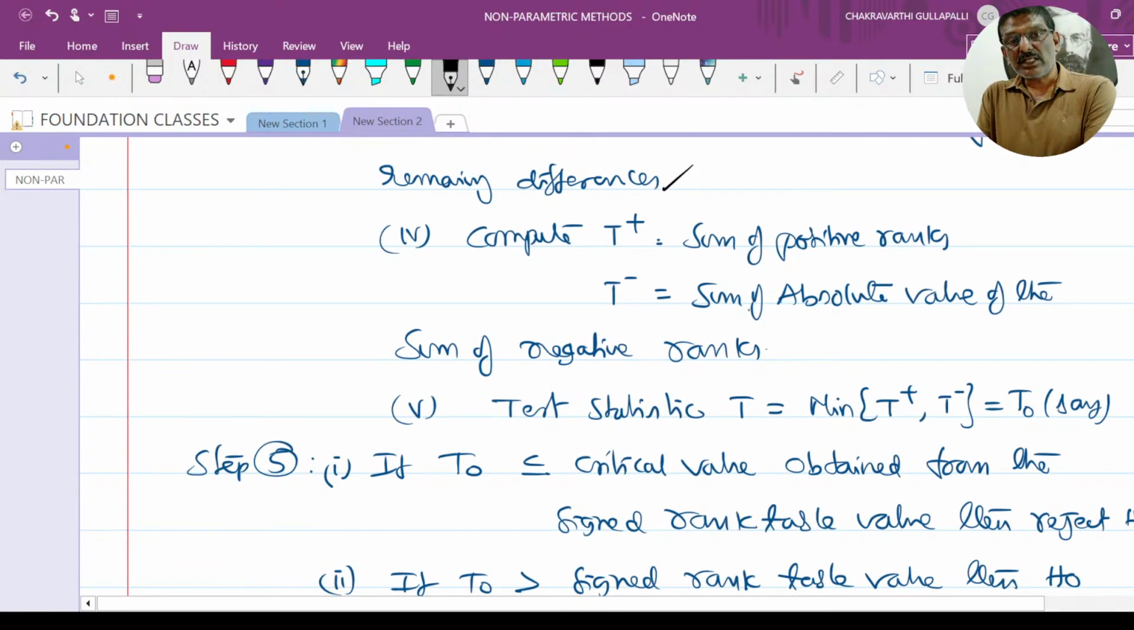Now T minus is the sum of the absolute values of the negative ranks. Here you have to calculate this too after assigning the ranks.